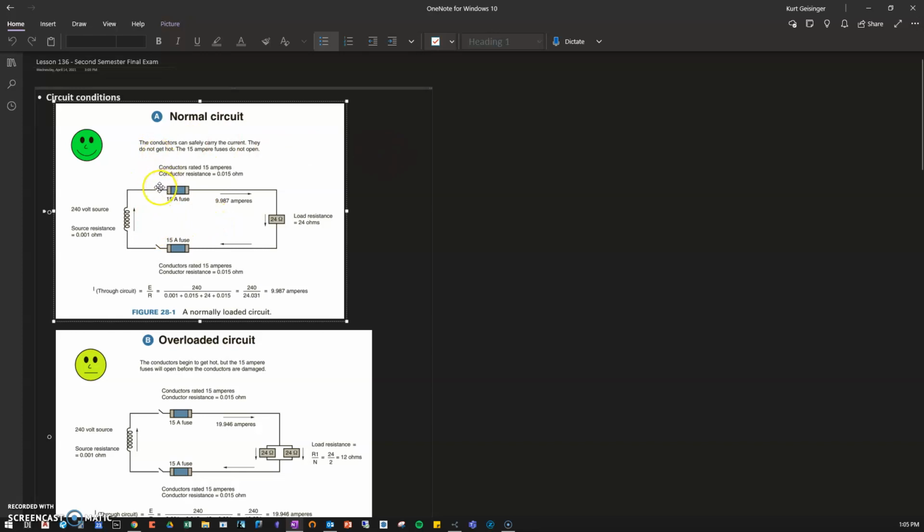Your normal circuit, the moral of this one is your current is flowing in the normal path along your conductors, through your overcurrent protection, through your load here, which creates resistance. Normal circuit. We have no problem with that, right?